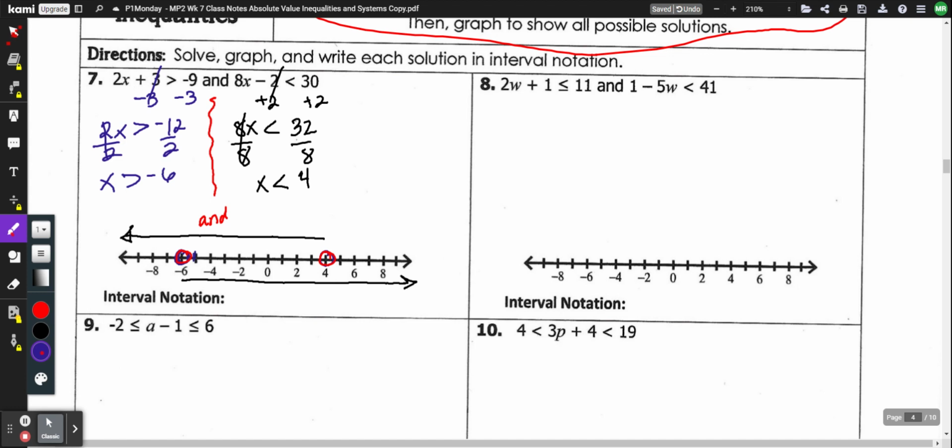Now you see this area in between where they overlap? Where these two arrows overlap, this is where we're going to graph it. And those are our 2 endpoints. So we're going to write negative 6, x, less than inequalities, and then 4. So what this is saying is x is greater than negative 6, but less than 4. Okay, and that's it. This is pretty simple stuff, I think.